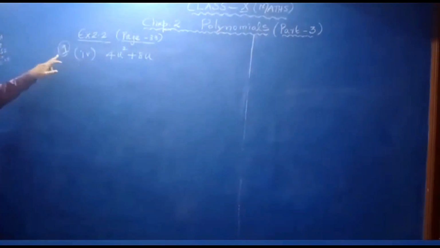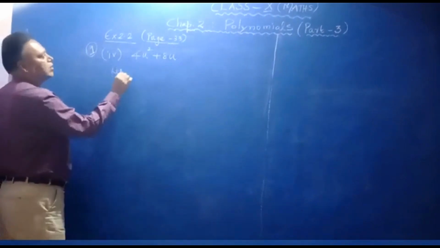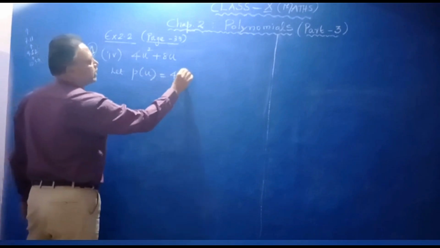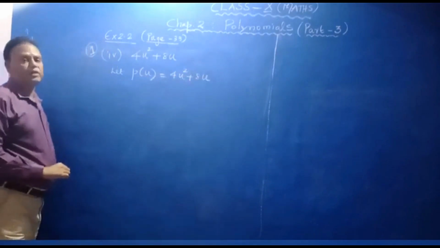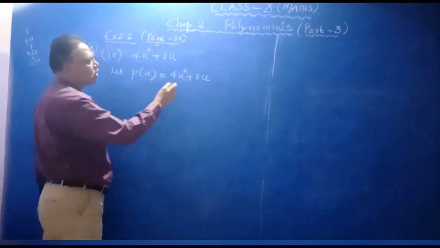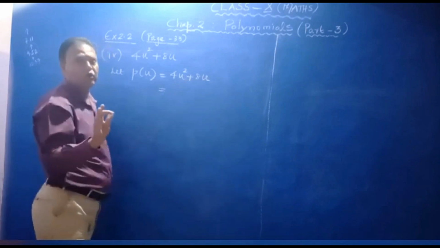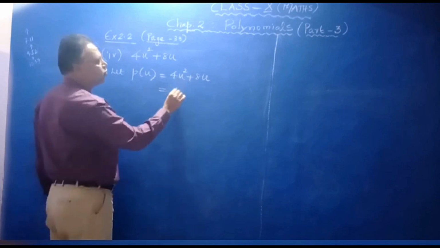So next problem, the fourth one, we will see. Let p of u equal 4u squared plus 8u. Now you have to factorize this. How will you factorize? Here only two terms are there, the third term is not there. No need to do factorization. Straight away you take common. Clear? 4u you take common.